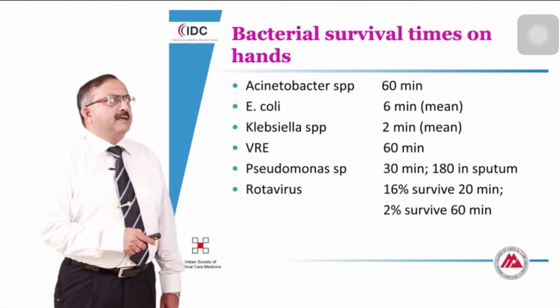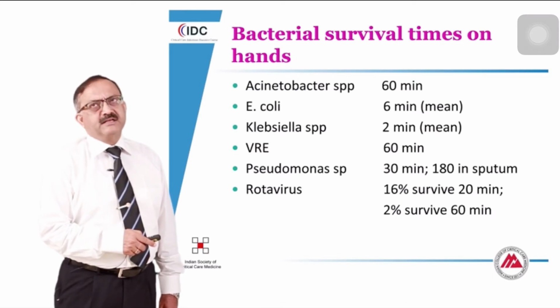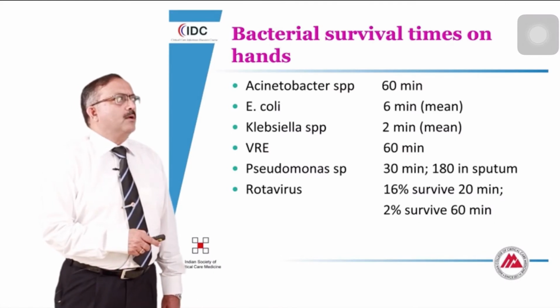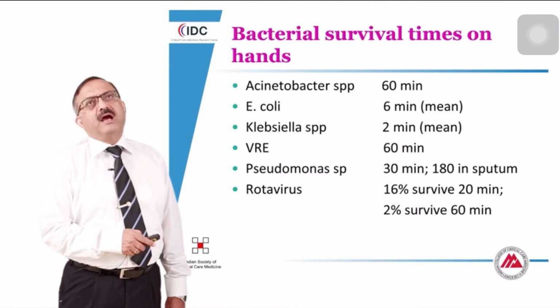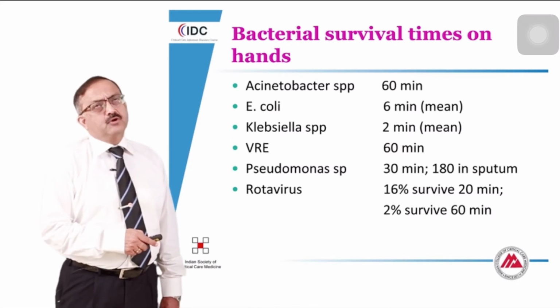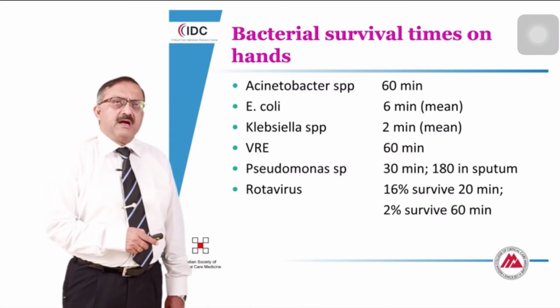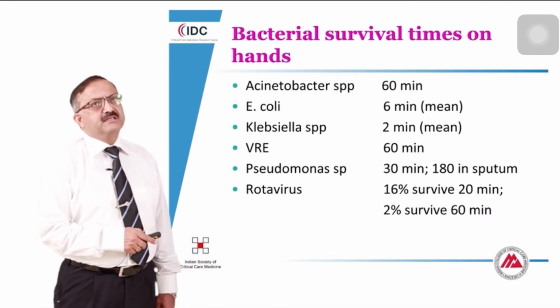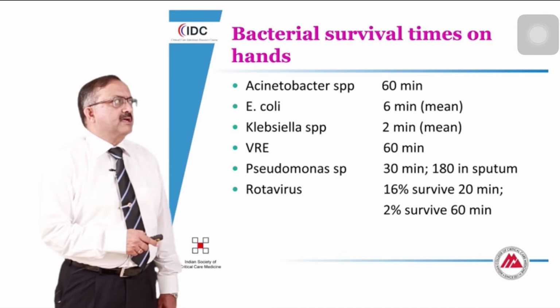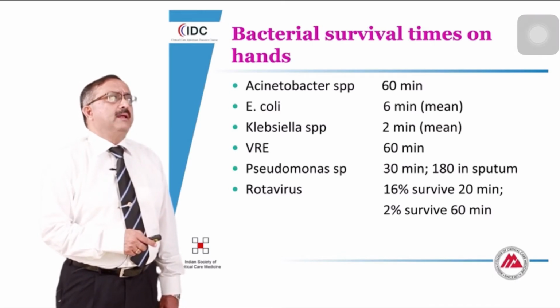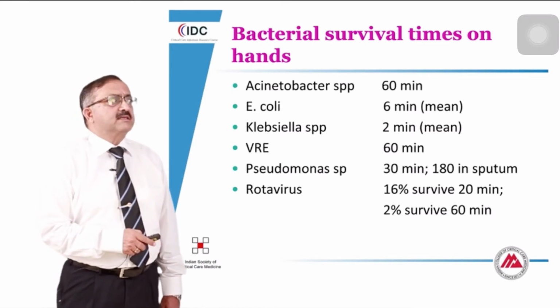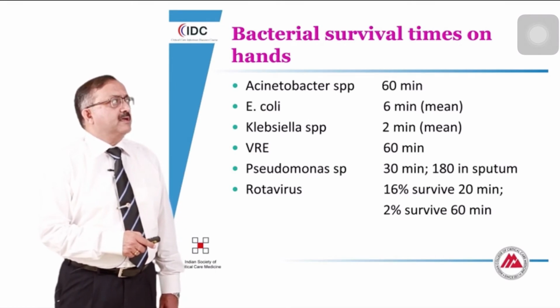Now, bacterial survival time on hands, as I was mentioning, you can see the range. Klebsiella can last for 2 minutes, while Acinetobacter can remain on your hand for 60 minutes. And since Acinetobacter is an emerging drug resistant bacteria, it is of vital importance that we are aware of this impact on how we should wash our hands correctly. Pseudomonas can remain for 30 minutes, it can remain for 180 minutes in the sputum. Rotavirus has got 20 minutes survival and extends up to 60 minutes.